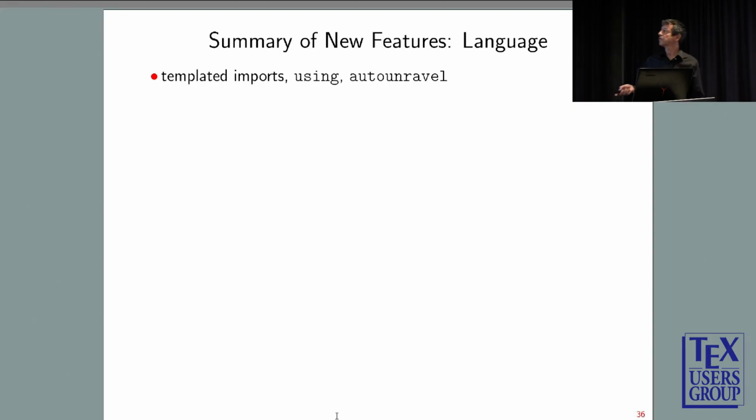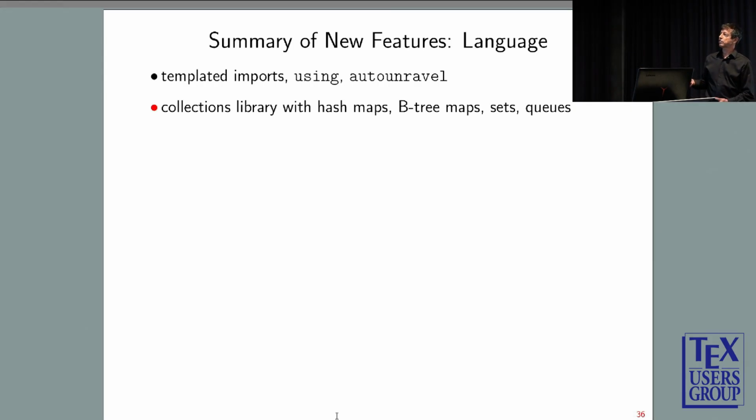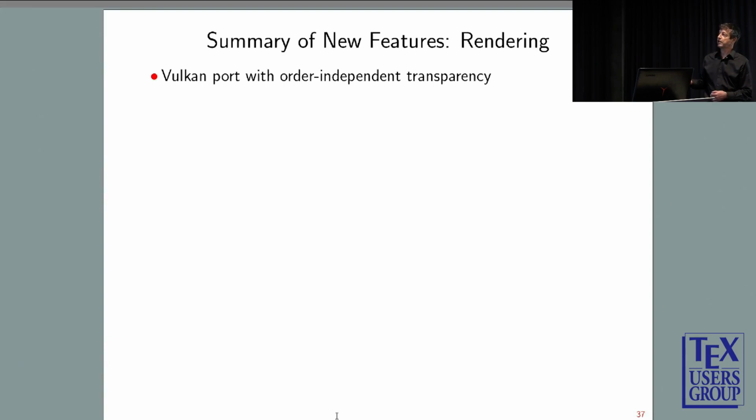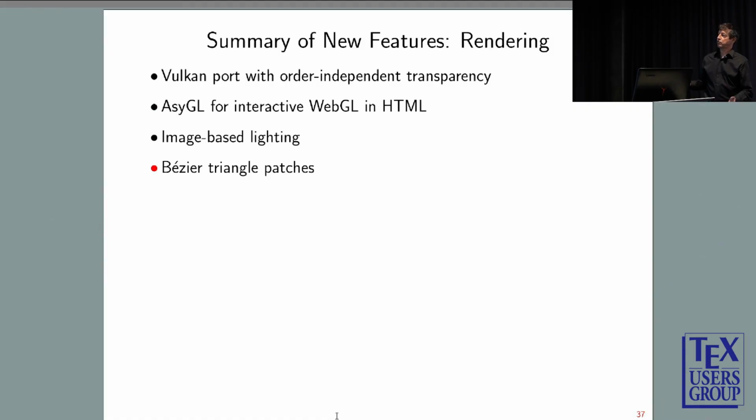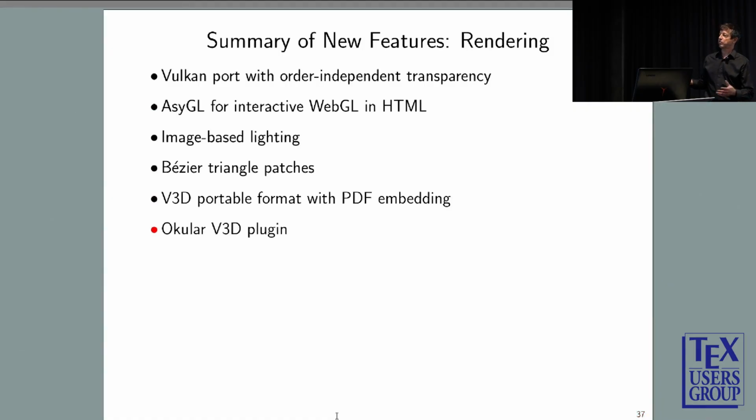And so just in summary of what I've told you today, there's some new language features, template imports, the most important one, and the collections library, the bracket indexing and things like that. Sometimes these are syntactic sugar for things we could have done before, but they're nicer looking. And then we've got the Vulkan port, the WebGL, image-based lighting, triangle patches, lots of things, a huge long list. I was surprised when I saw just how much we've done since I last spoke at TUG back in 2010.